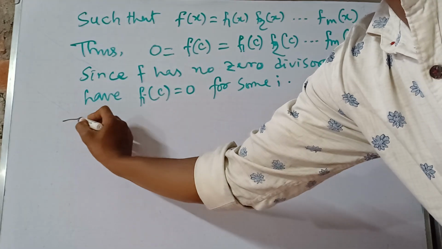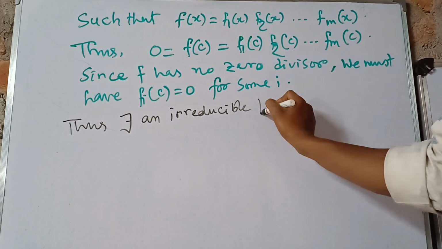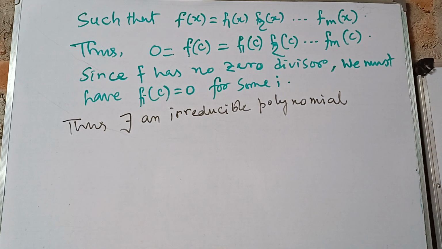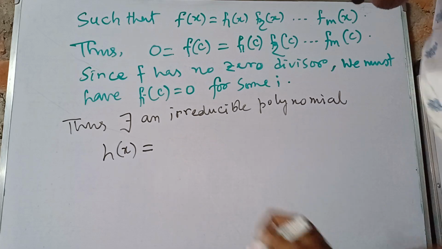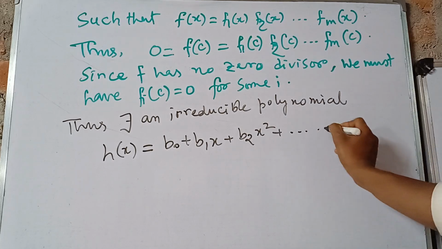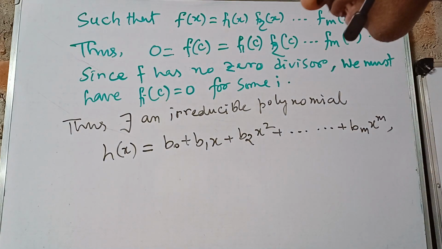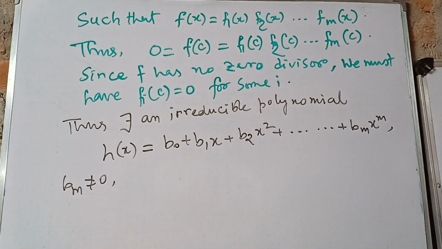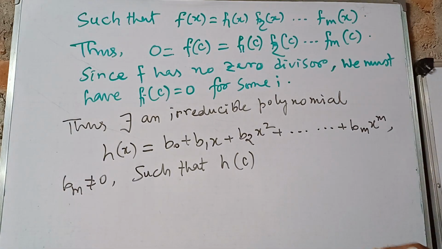Thus there exists an irreducible polynomial h(x) equal to b0 + b1 x + b2 x squared + ... + bm x to the power m, with bm not equal to 0, such that h(c) equals 0.